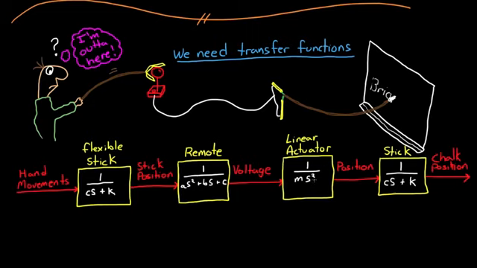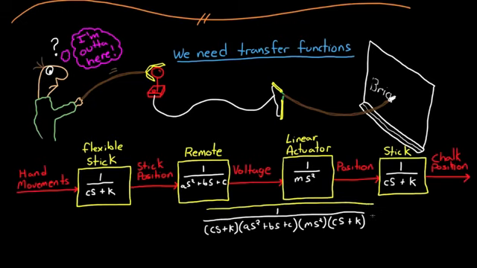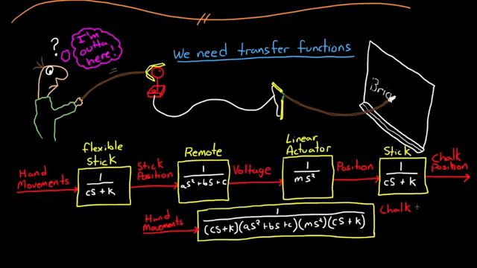So now what would have been a near impossible set of integrals if we had tried to do this in the time domain with convolution, combining these transfer functions in the s domain is as simple as multiplying them all together. And the result is the transfer function of the entire plant, where the input into the plant is your hand motion still, and the output is the chalk position.